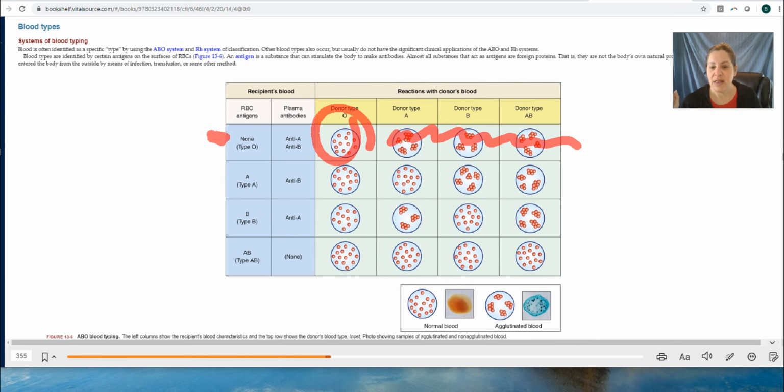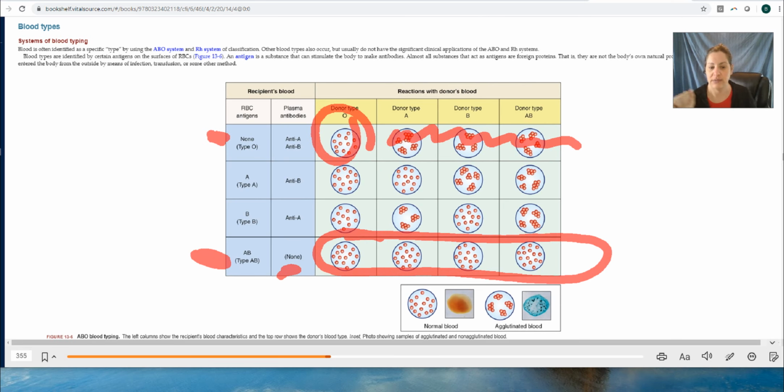Because you're introducing the wrong kinds of antibodies and antigens into the environment. But notice this person who has no antibodies, you can give them every kind of blood, and they'll be fine. So if I tell you I'm AB, you can grab any bag of blood from the blood bank and I'll live. So AB blood is known as the universal recipient, meaning I can receive anything.